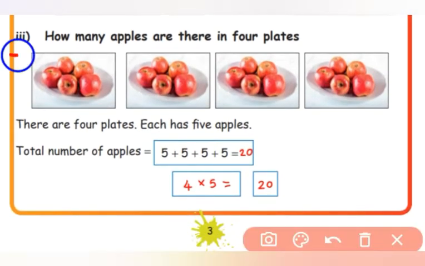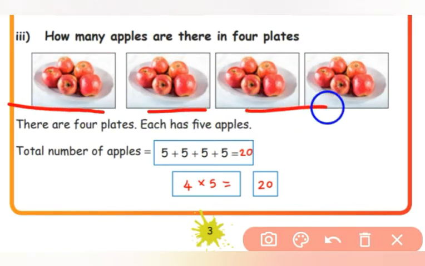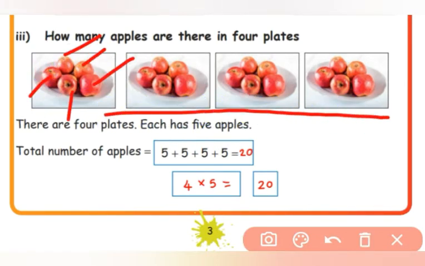Next பாருங்க, how many apples are there in 4 plates? இந்த 4 platesல எவ்வளோ apples இருக்குதுன்னு கவுண்ட் பண்ணிக்கலாம். There are 4 plates, each has 5 apples. Total number of plate is 4. So ஓரோ பிளேட்ல எவ்வளோ apples இருக்கு, ஓரோ பிளேட்லயும் 5 apples இருக்கு.